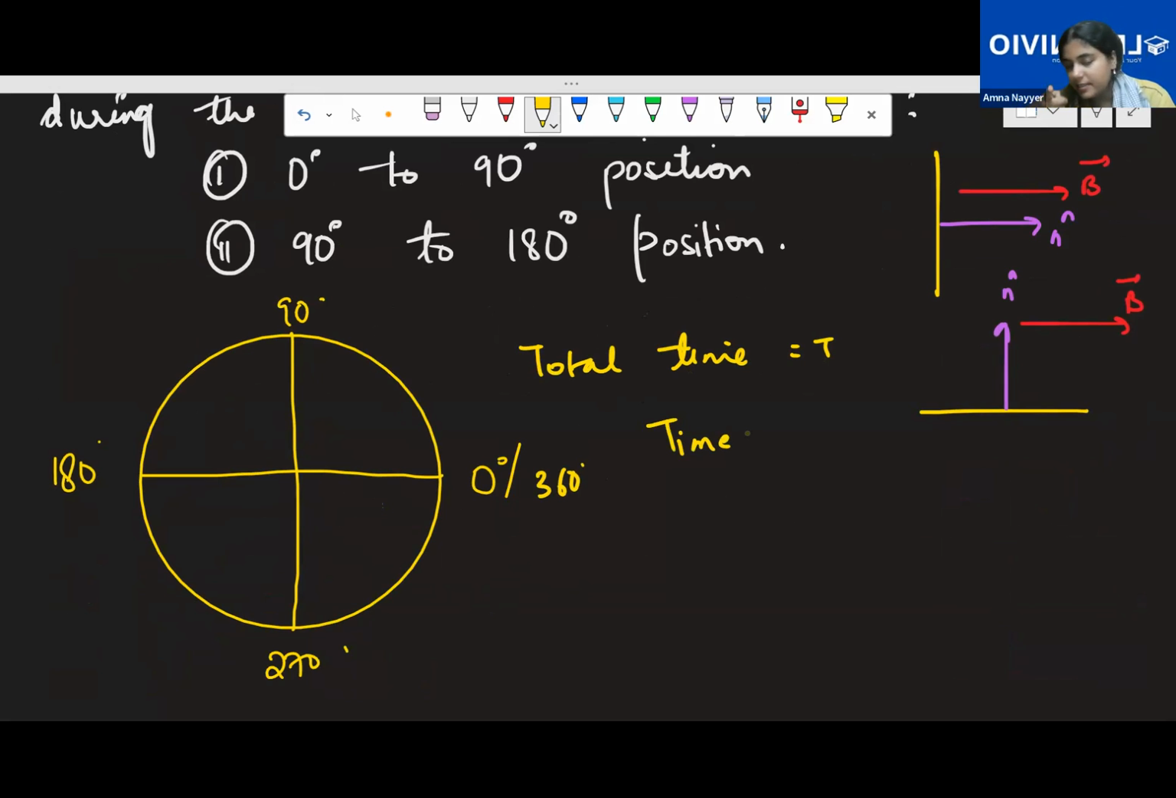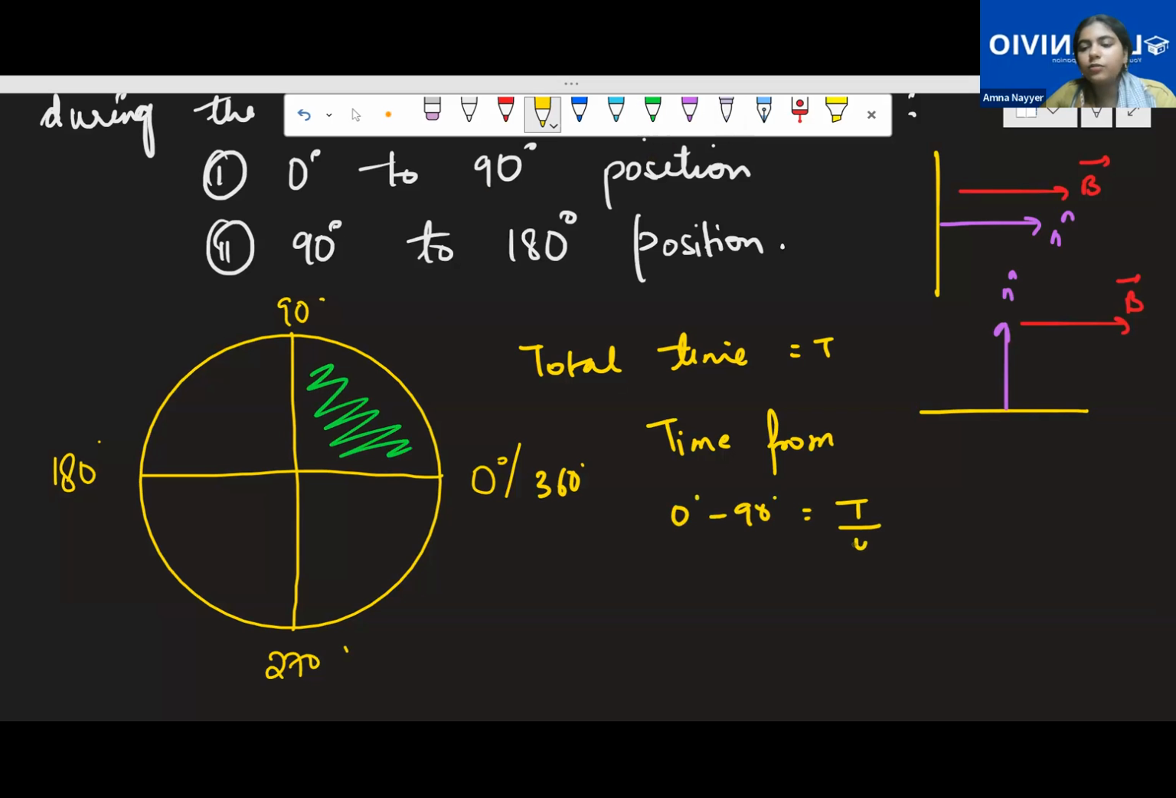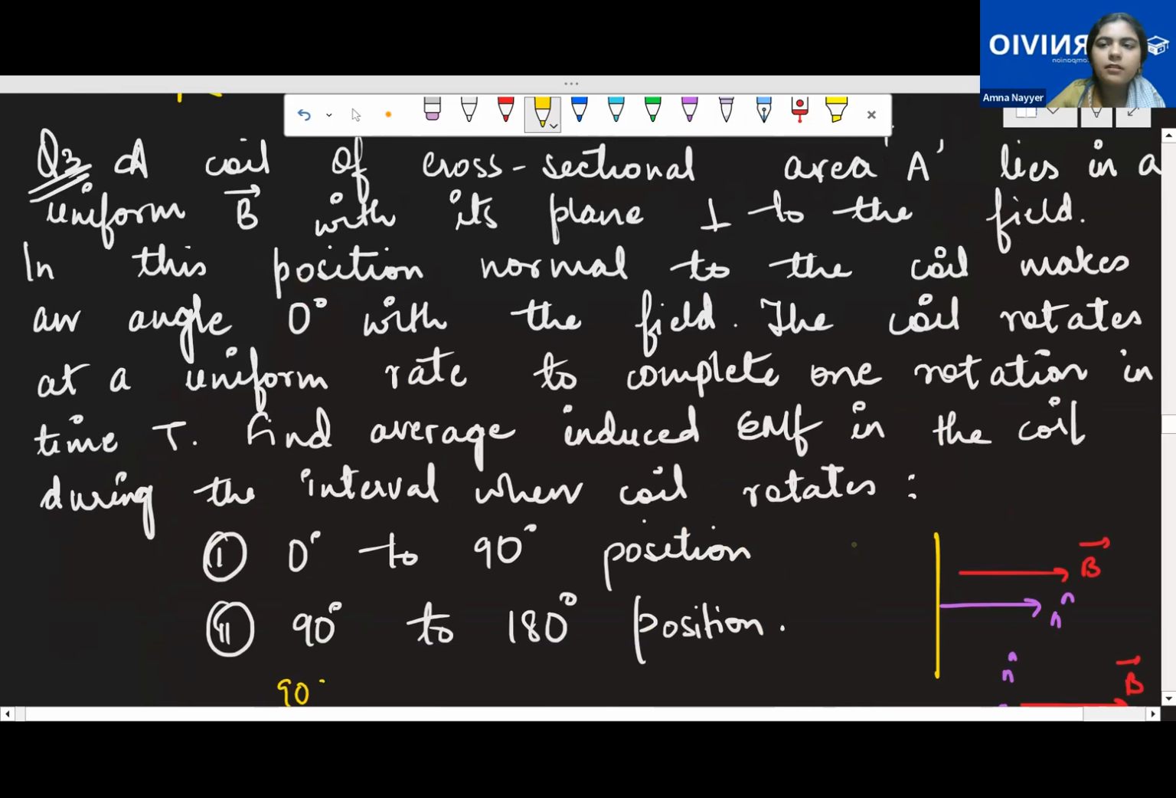T/4. Yes. Very good, Ubaidullah. If you see here, this is just 1/4 of the total time. So time from 0 degree to 90 degree will be T by 4. So time is sorted. Now let's talk about number of turns are given.